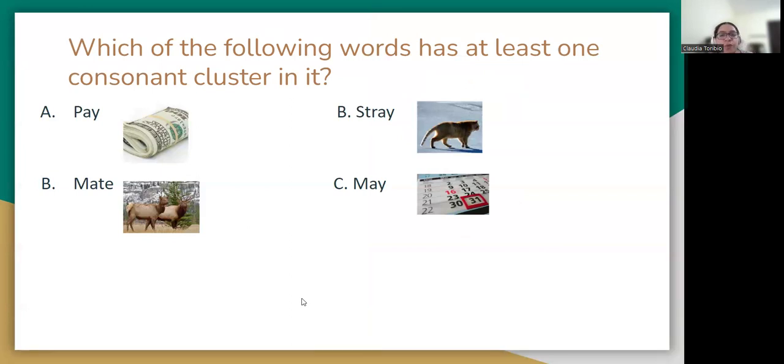Which of the following words has at least one consonant cluster in it? We have pay, stray, mate, and may. Stray has a consonant cluster. Here we have the consonants s, t, r. Stray.